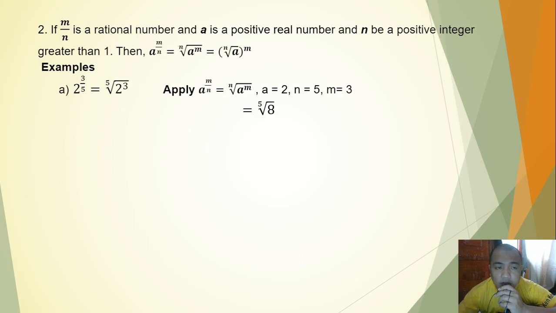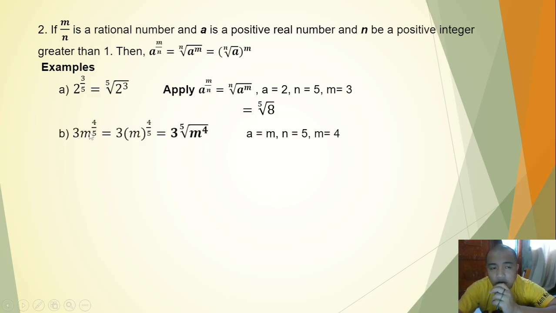Okay, let's have this example. This time in the fractional exponent, the numerator is not anymore 1 but more than 1. So 2 raised to 3 fifths is equal to the 5th root of 2 cubed, which is equal to the 5th root of 8. 2 cubed is 8, right? 2 times 2 times 2 is 8. So this can be written as the 5th root of 8.